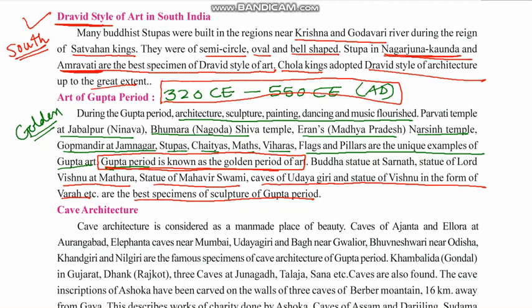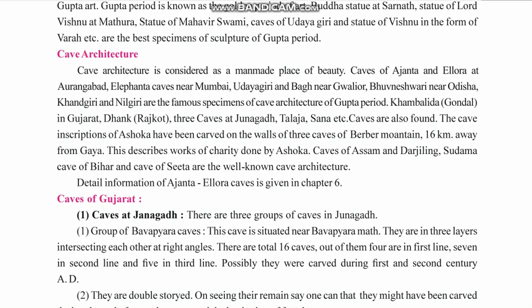Now let us study cave architecture. Cave architecture is considered as man-made places of beauty. Now caves can be both man-made and natural. But the architecture inside, the paintings, the carvings and other things that are done are man-made, and that's why they are considered man-made places of beauty.